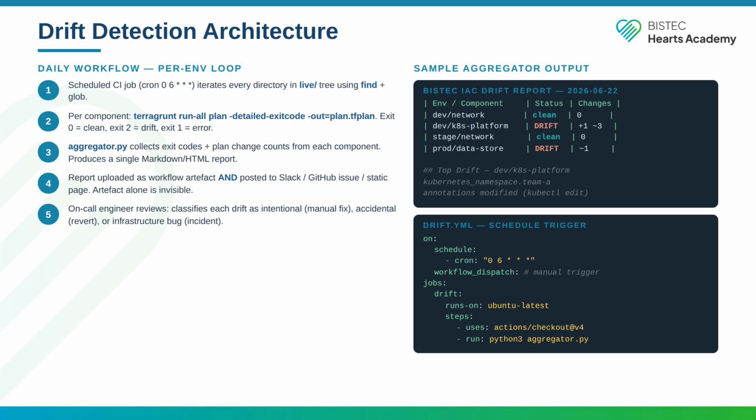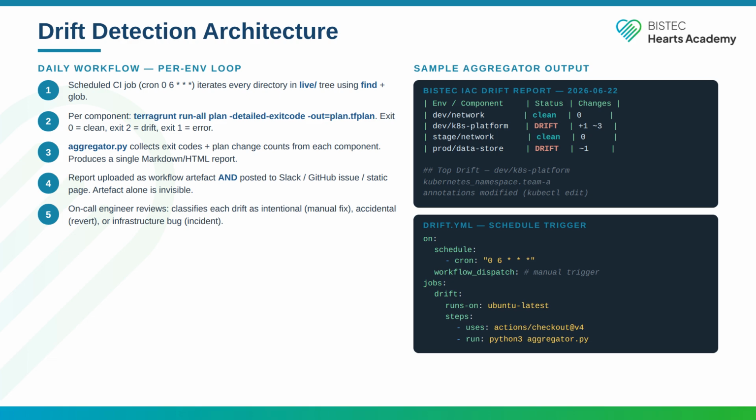The architecture is straightforward. A daily workflow iterates every environment in the live tree. For each component, it runs Terragrunt plan with the detailed exit code flag. Exit code 0 means no changes. Exit code 2 means changes exist. Drift. Exit code 1 means an error in the plan itself.